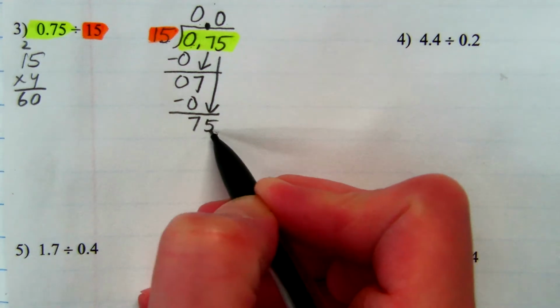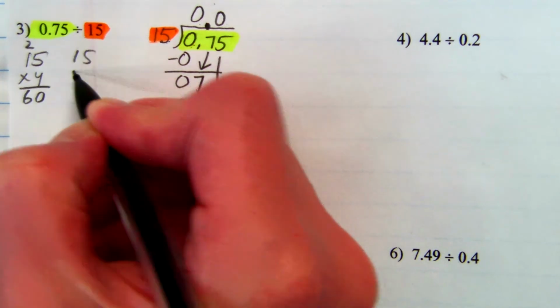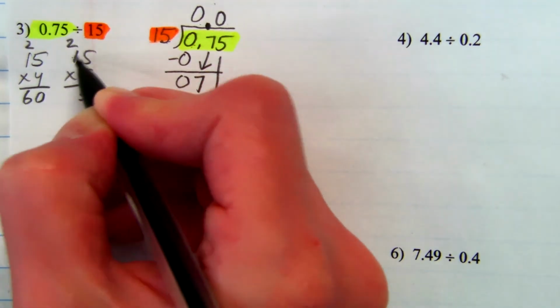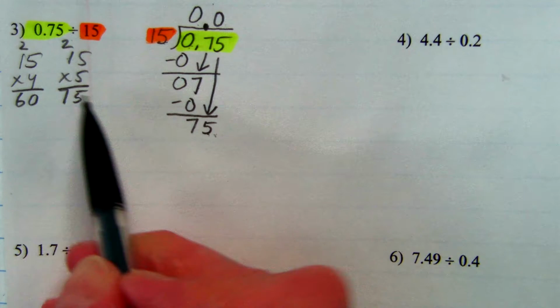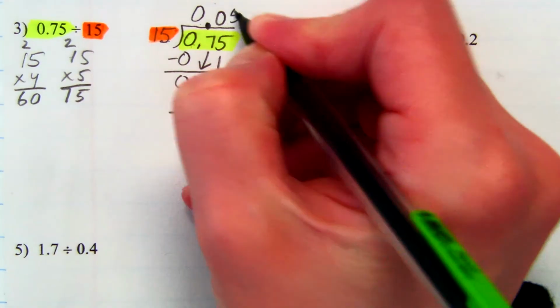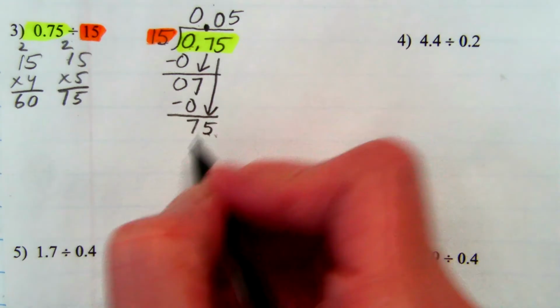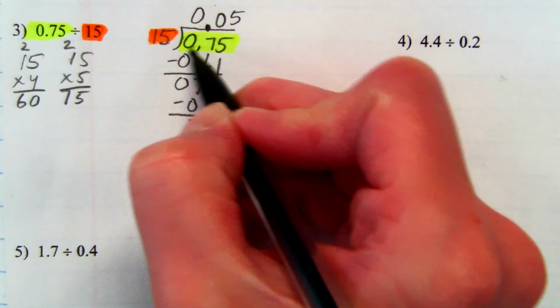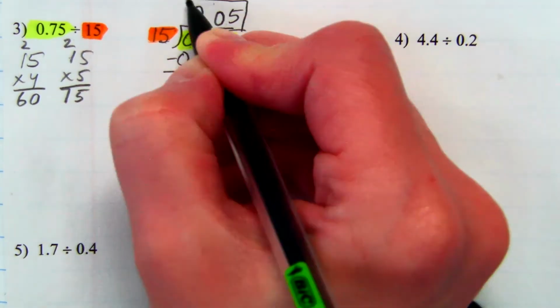I think it's going to go in one more time. 15 times 5, 1 times 5 is 5 plus 2 is 75. So I was close. I didn't have to do a lot of practicing there. Give me just a second. And then 5 times 15 is 75, and I can show that we had no remainder. I've used up all the numbers, and so that's my answer.